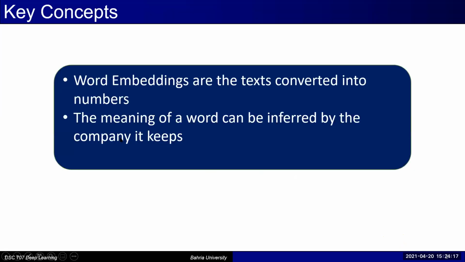Okay, so as I told you, the key concept of this topic is word embeddings. And what is word embedding? Text converted into numbers. Okay, you have a sequence of words that will be converted into a sequence of numbers, and now that you have numbers, you can play with them, you can feed them to a statistical model like a neural network. Okay.